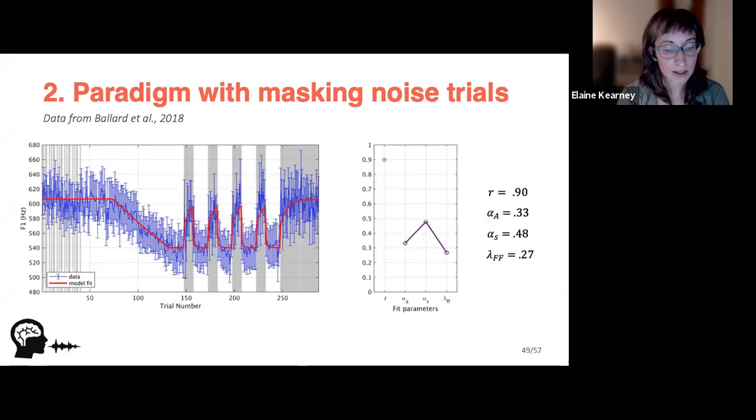The next simulation modeled data again from an upward F1 perturbation paradigm. What's different about this study is that they also used masking noise on certain trials. These data were collected by Kiri Ballard at the University of Sydney. Again, the model plot is set up in the same way. The only thing that's different here is that these gray bars indicate trials that had masking noise played during them. During these trials, because of the masking noise, participants were not hearing their auditory feedback. They're not able to detect auditory error.